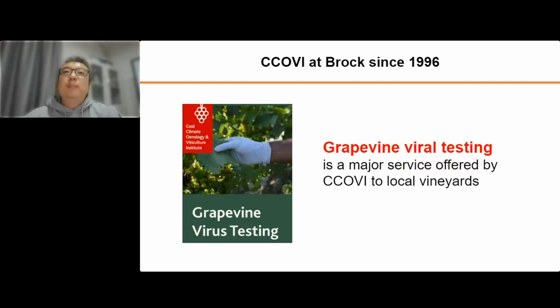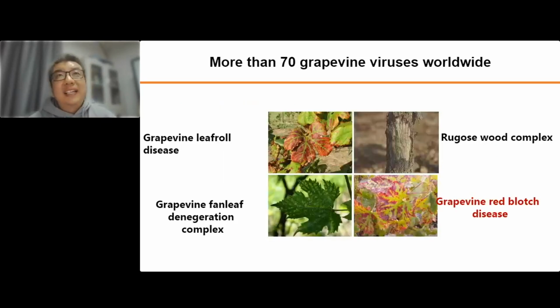One of the very important roles for CCOVI is to provide grapevine viral tests for the local vineyards. Grapes, just like humans, can be infected with many viruses. There are more than 70 known grapevine viruses worldwide. They can cause diseases such as grapevine leafroll disease, the grapevine fine leaf degeneration complex, and grapevine red blotch disease.